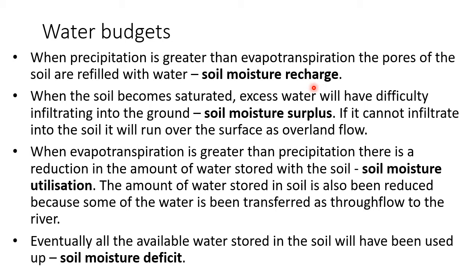Now, eventually, if you keep adding more and more water, that soil will become saturated, and the soil can't absorb any more water. What little water is flowing into the rock underneath is more than replaced by the rain coming down. So you've got saturated ground, you've got too much water, and so we call that soil moisture surplus.